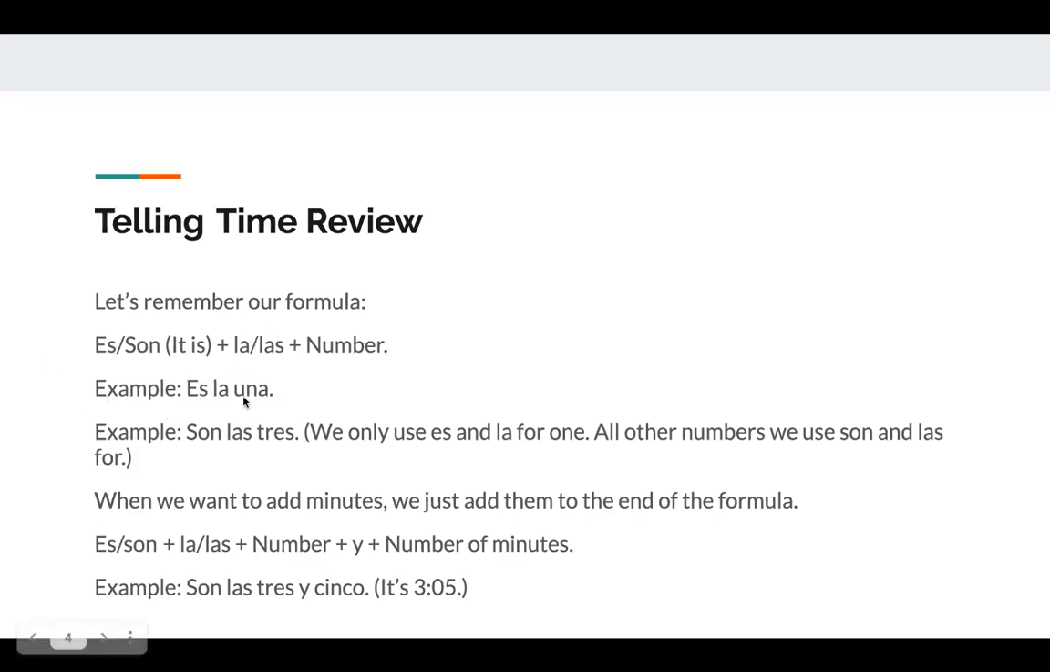We have es la una, which means it is 1 o'clock. And you see how we use es and la when it's una, because it's one. Another example we have here is son las tres, which means it is 3 o'clock. And you see how we use son and las because it's more than one, it's three. And I do have right here, we only use es and la for one, and all other numbers we use son and las for.